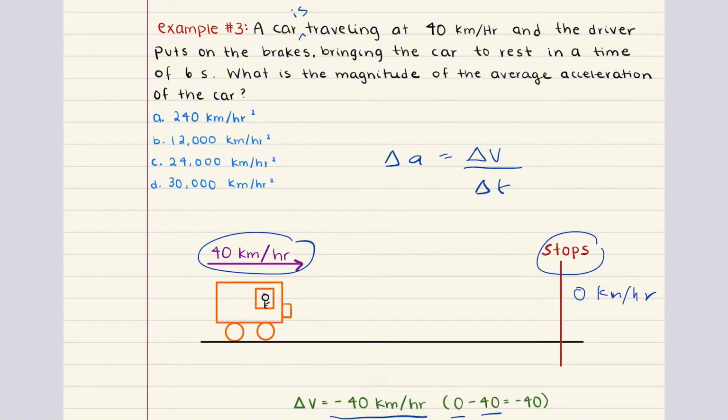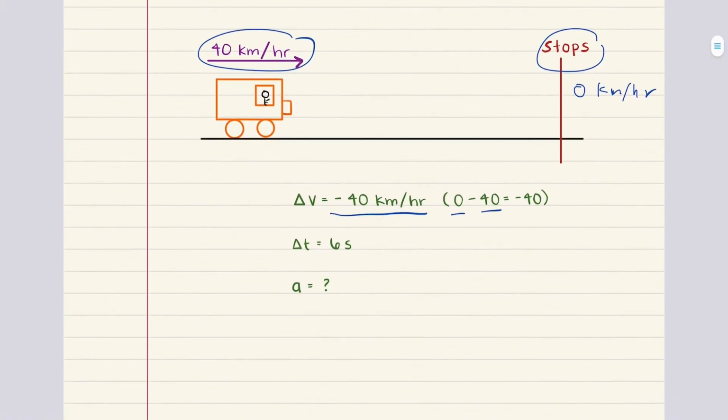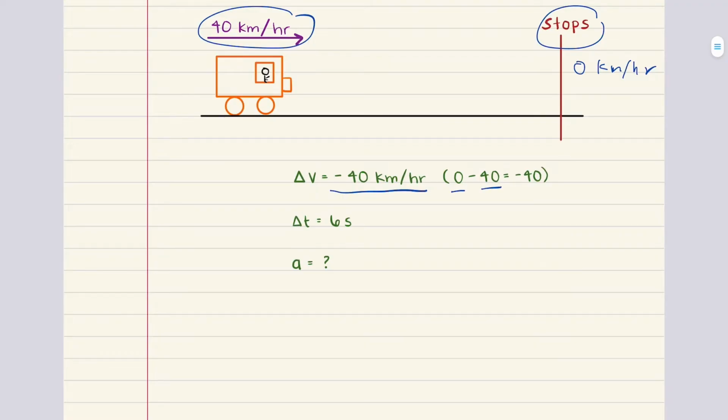Now, what about delta t? We're given the change in time within the question stem. We're told it takes 6 seconds to bring the car to a complete stop. The problem is that our change in velocity is in units of kilometers per hour, and our delta t is in units of seconds. We want to go ahead and convert this to units of hours so that we can do the division appropriately and have the appropriate units cancel out.